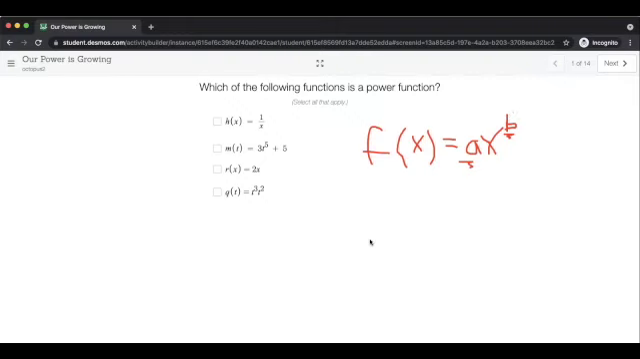So a lot of people put that 3t squared plus 5 is a power function last week. That's actually not true. This is not a power function. This is a polynomial. And the reason is this plus 5 business doesn't fit the form we're looking for. We're looking for a times x to the b.